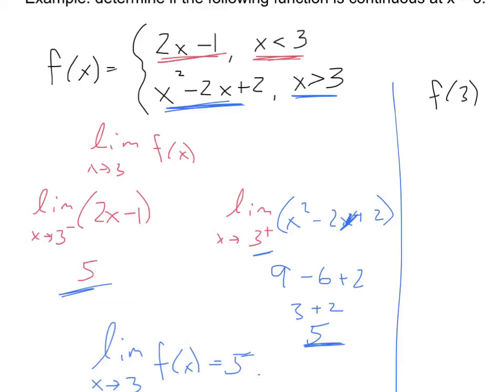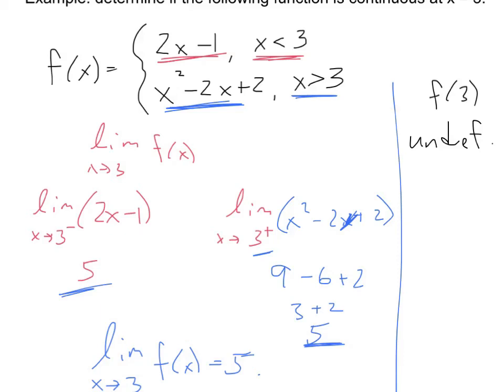Well, it's interesting. You'll notice neither one of these actually says less than or equal to 3 or greater than or equal to 3. So because of that, f of 3 is actually undefined. And so what does that mean? That means that once again this function is not continuous at x equals 3.